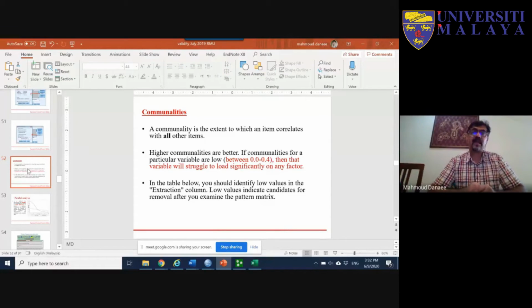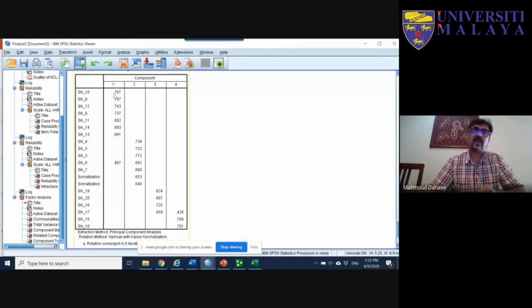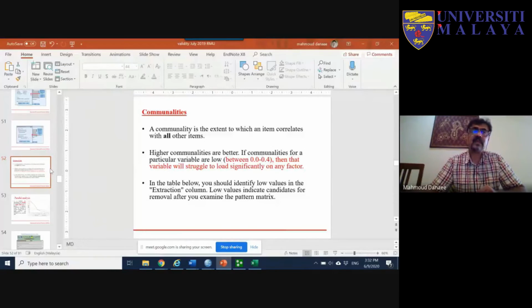SPSS is not a perfect software for doing exploratory factor analysis. I forgot to tell you that, as you can see here in the results, these numbers are called loading factors. The loading factor is the amount of relationship of each item with the construct. Do you remember this slide?